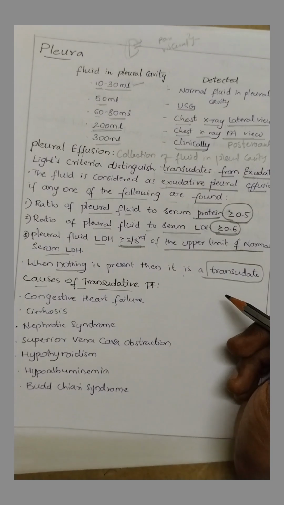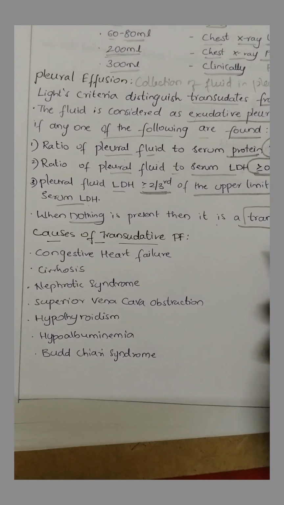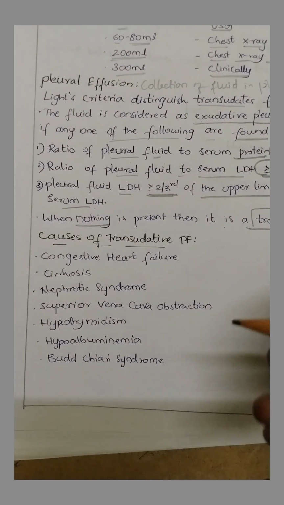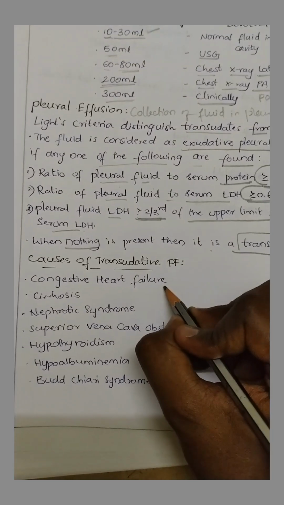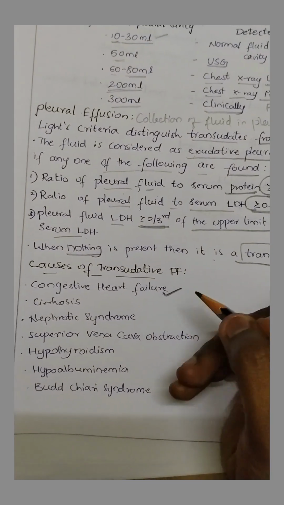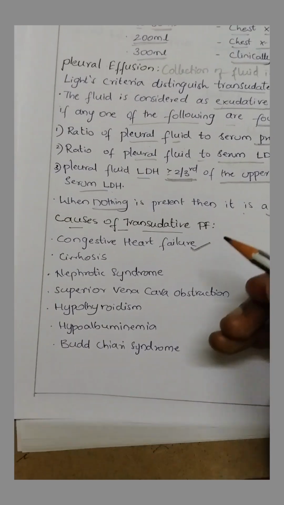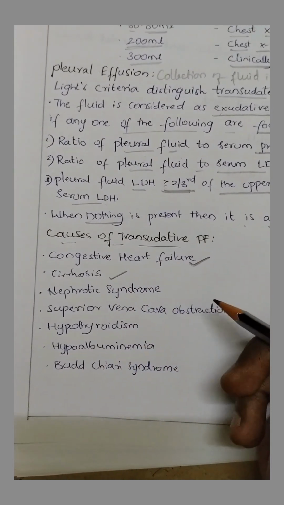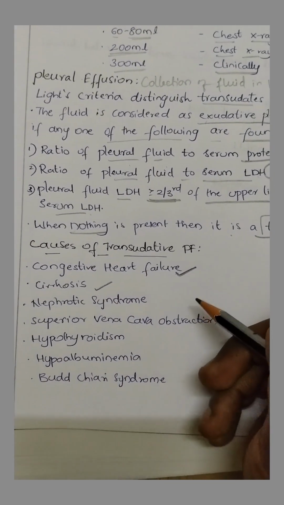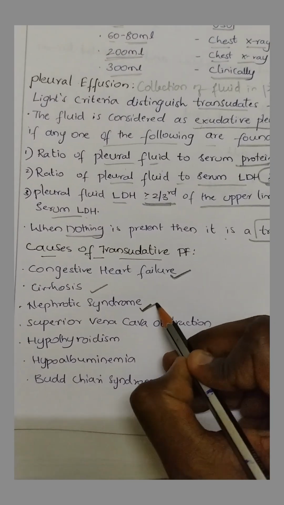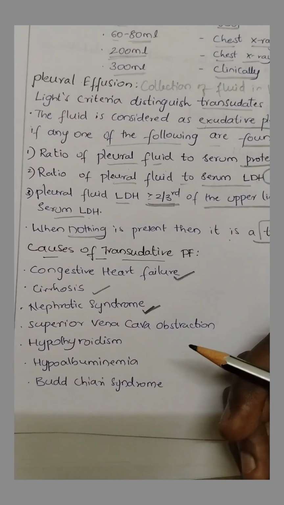So coming to the causes, what are the causes which lead to the transudative or exudative type of pleural effusion? The first cause is congestive cardiac failure, or congestive heart failure, one of the important causes of transudative pleural effusion. The other important cause is cirrhosis. Whenever there is cirrhosis, it also causes transudative pleural effusion. And the third one is nephrotic syndrome, which also causes the transudative type of pleural effusion.